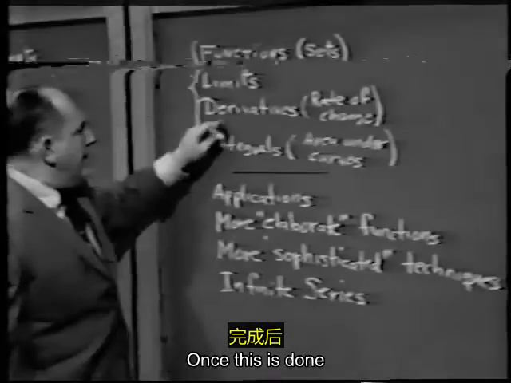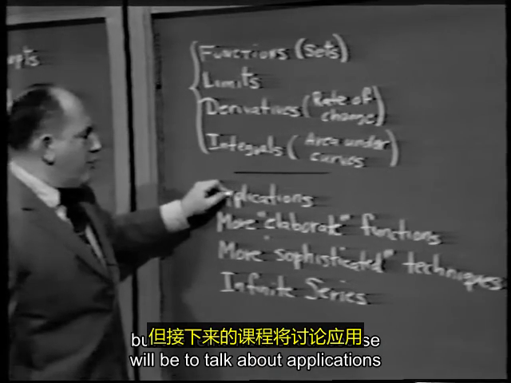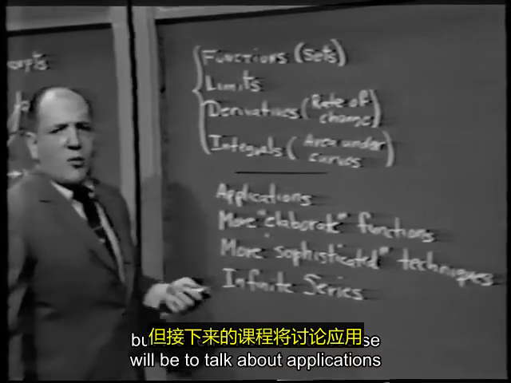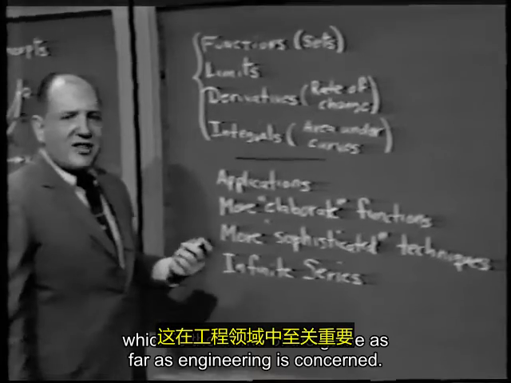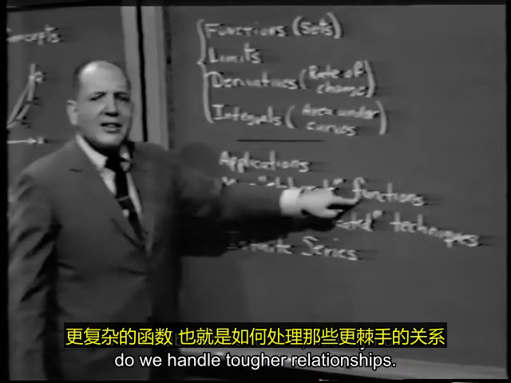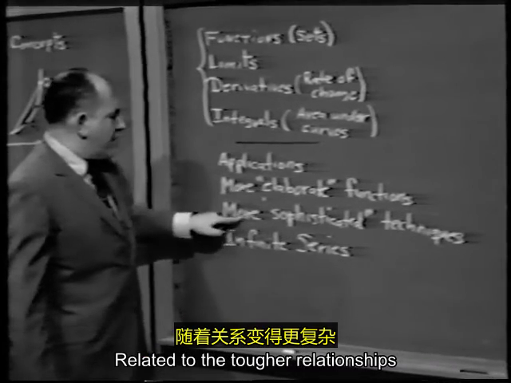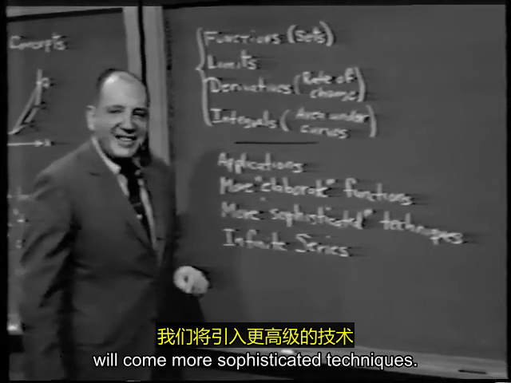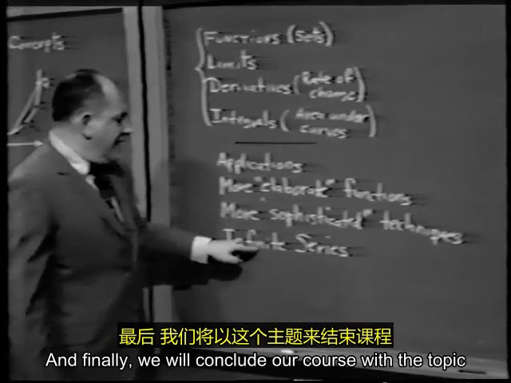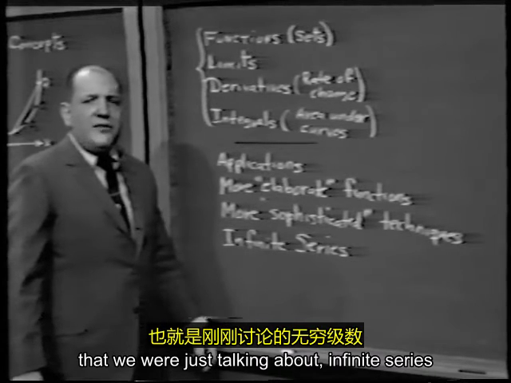This will be our fundamental building block. Once this is done, these things will never change, but the remainder of our course will be to talk about applications, which is the name of the game as far as engineering is concerned. More elaborate functions, namely, how do we handle tougher relationships? Related to the tougher relationships will come more sophisticated techniques. And finally, we will conclude our course with the topic that we were just talking about, infinite series.